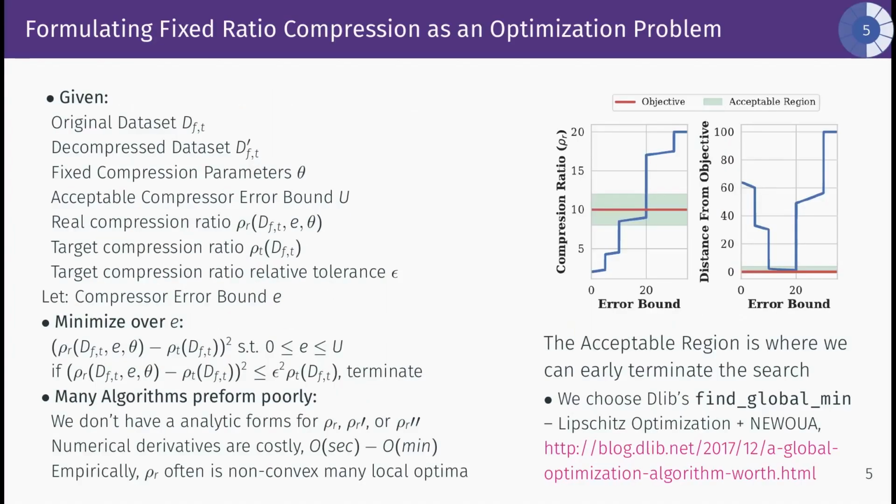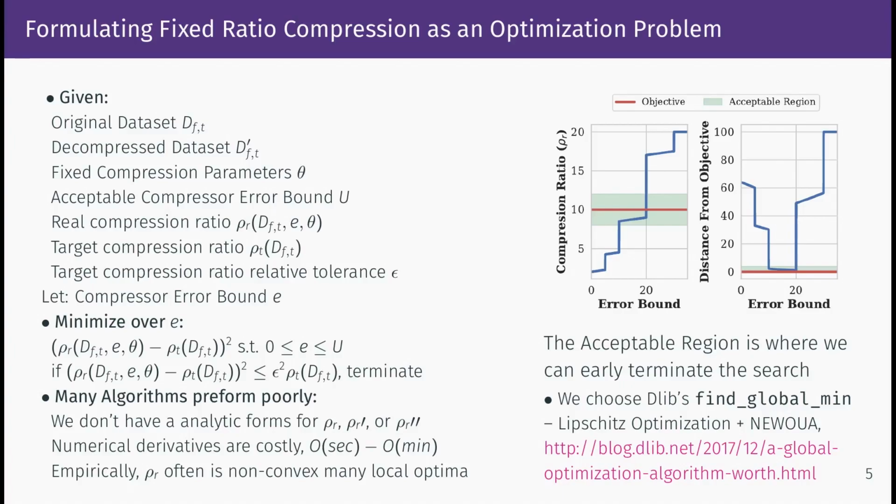So now let's talk about formulating fixed ratio compression as an optimization problem. So first, we're going to consider several things. In any compression problem, we have some original data set, and in any lossy compression problem, we additionally have some decompressed data set, D prime. These data sets are parameterized in that they have many fields F and many time steps T. Additionally, the compressors can have fixed parameters, things like a mode or maybe a number of quantization bins if they use quantization. We'll call collectively these parameters theta.